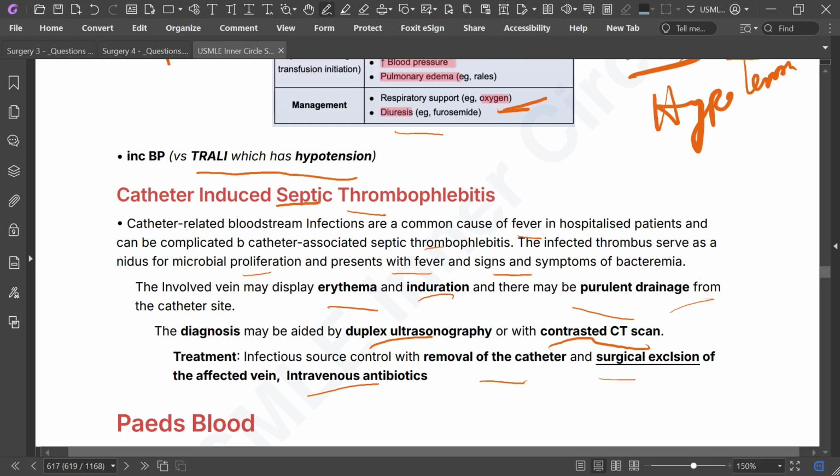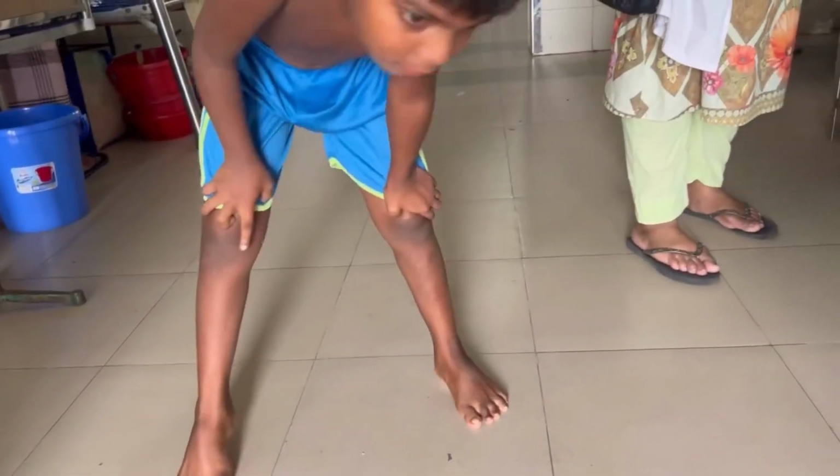Now I would like to show a video where you will find a case. Can you tell me the sign in this video? Okay, look at this lady. She has difficulty standing. Look at her walking.